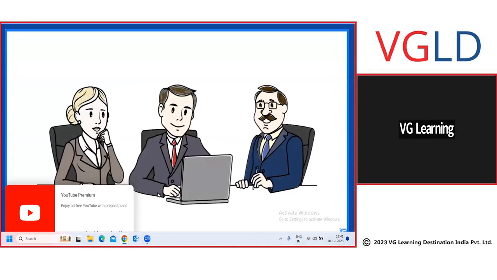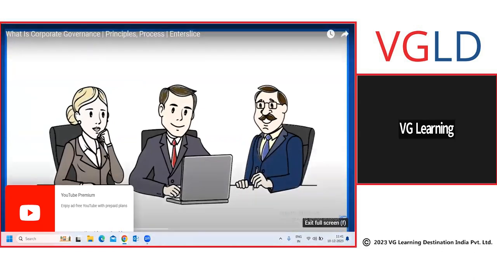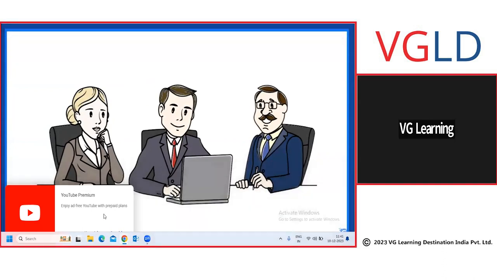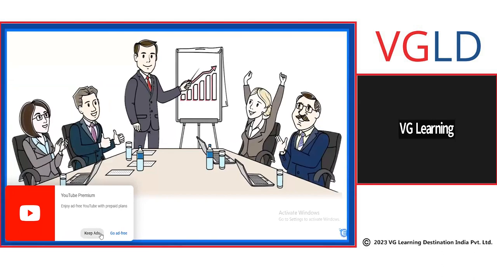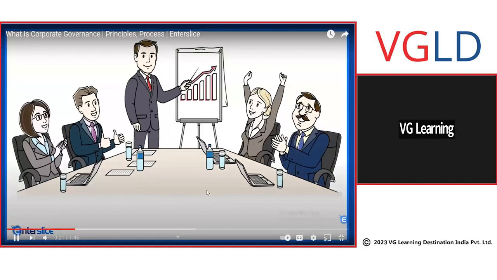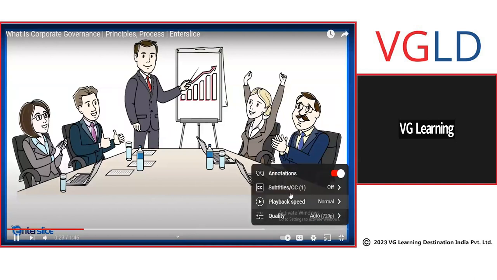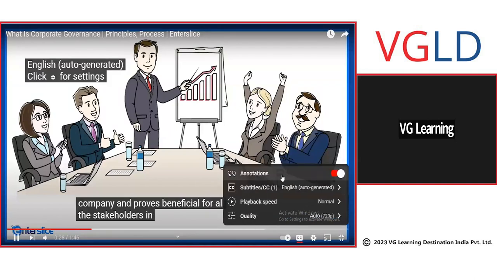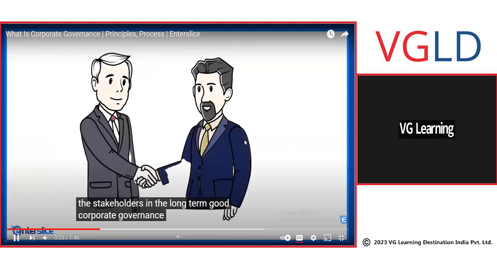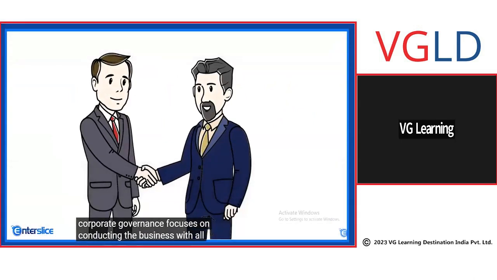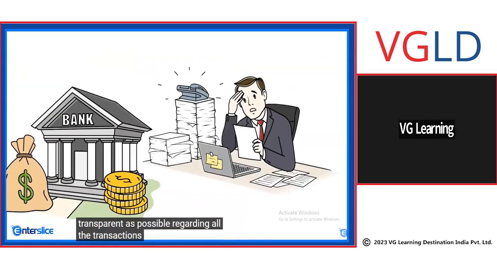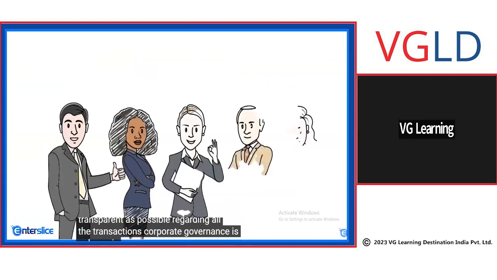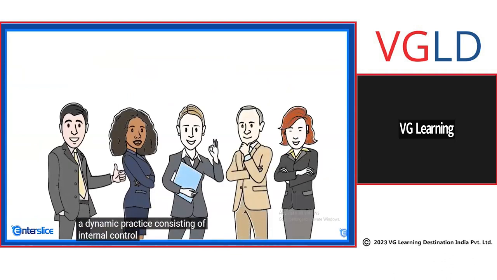Corporate governance states the set of principles, processes, and systems that regulate the company. On the basis of these principles, processes, and guidelines, the company directs and controls its decisions to fulfill its goals and objectives. It helps to add value to the company and proves beneficial for all the stakeholders in the long term. Good corporate governance focuses on conducting the business with integrity, fairness, and being as transparent as possible regarding all the transactions. Corporate governance is a dynamic practice consisting of internal control provisions and procedures to manage a company.